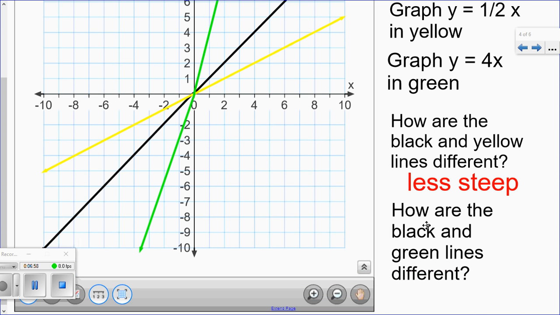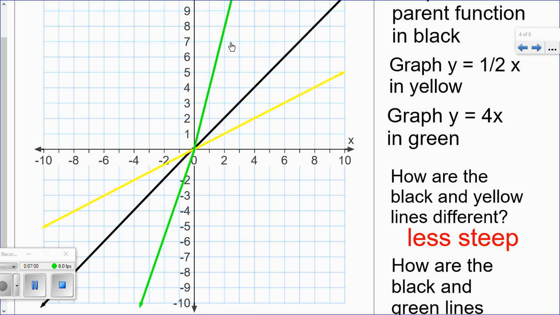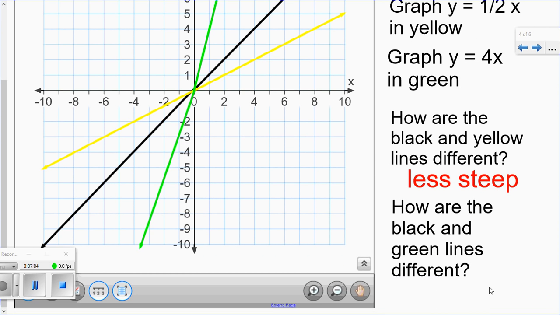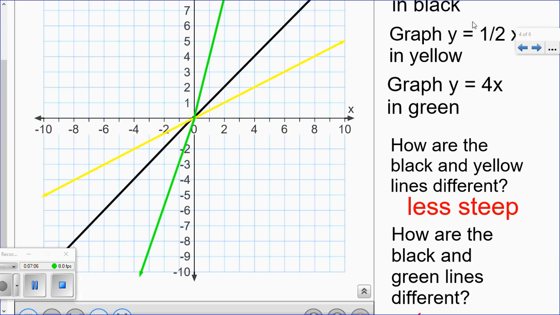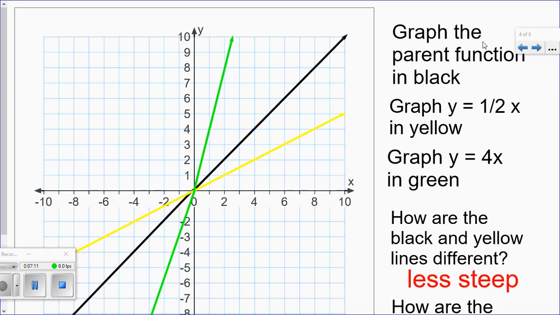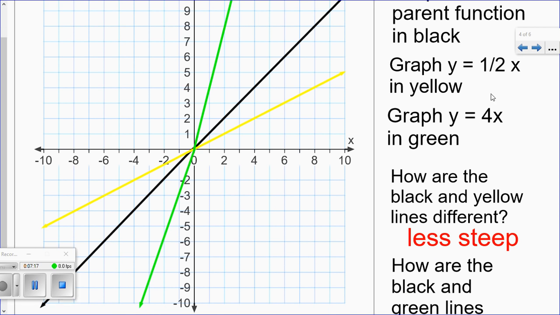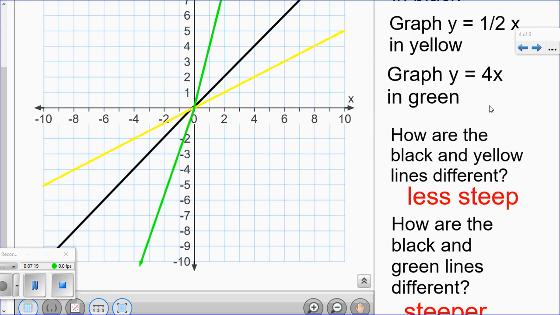How are the black and green different? Well, the green one is more steep than our parent function. So the only difference between the equations was the slopes. The parent function had a slope of 1, this one has a slope of 1/2, and this one has a slope of 4. So the number for the slope actually tells us about the steepness.